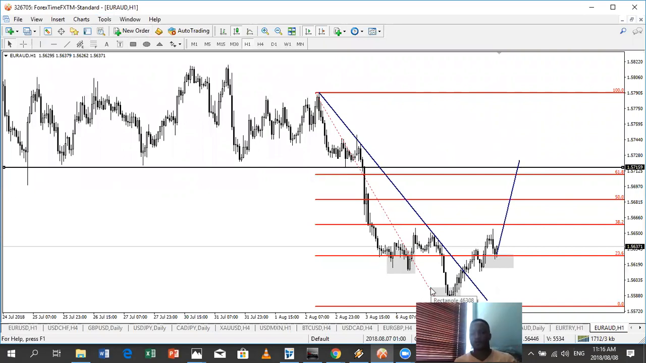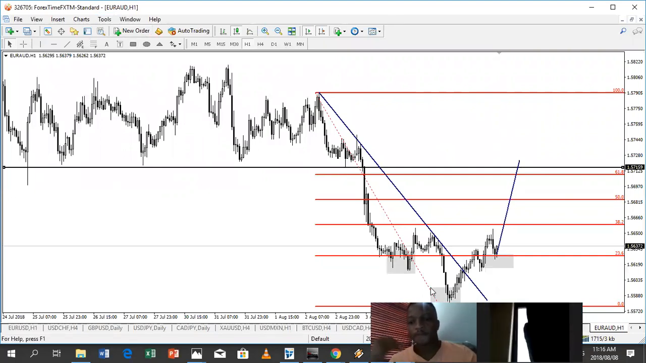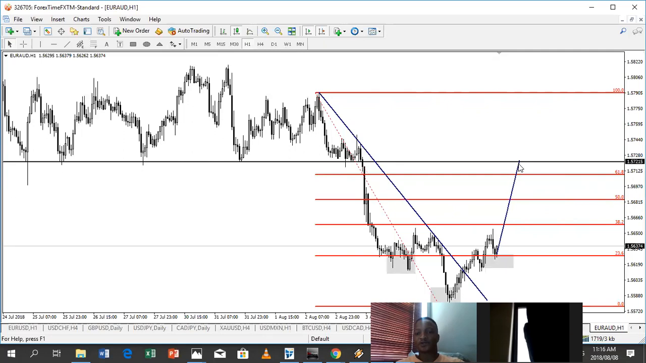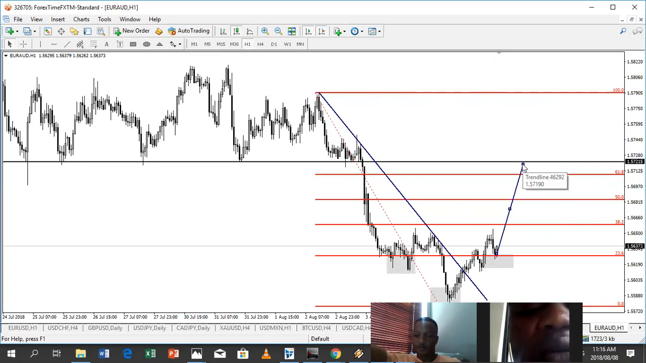It's going to form something like an inverse head and shoulders, so it's still going to go to this level. So inverse head and shoulders to go back and test that level that you're looking for, right?